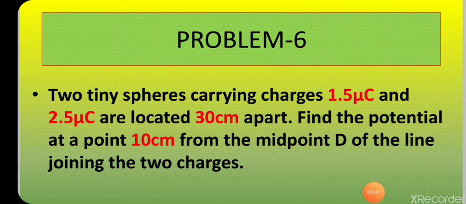Next, problem 6. Two tiny spheres carrying charges 1.5 microcoulomb and 2.5 microcoulomb are located 30 centimeter apart. Find the potential at a point 10 centimeter from the midpoint D of the line joining the two charges. Two tiny spheres are charged here, one with the charge 1.5 microcoulomb and the second with 2.5 microcoulomb. The distance between the two spheres is 30 centimeter. Now we have to find the potential at a point located 10 centimeter from the midpoint of the line joining the two charges. I'll show the picture, and you'll come to know how to solve it.